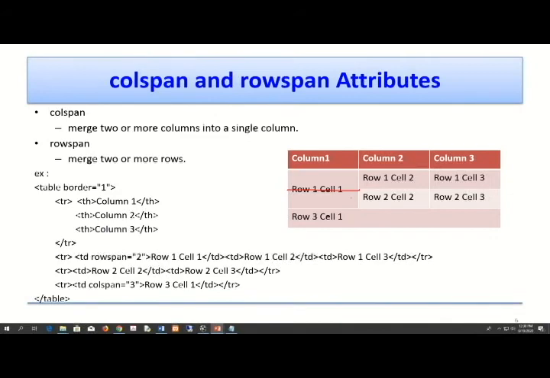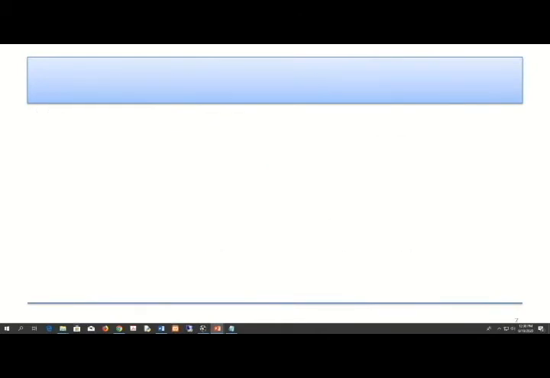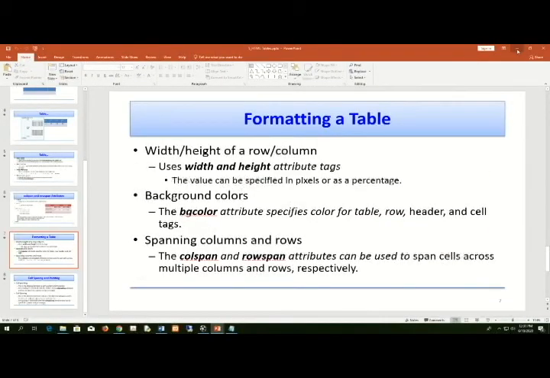I changed the color here. Now here I merge two rows. This is one row, this is another row. In this case I have to use the row span attribute. But here I merge three columns into one, which means I have to use col span. Then I'll go to my example.